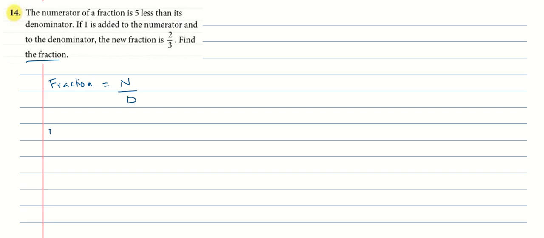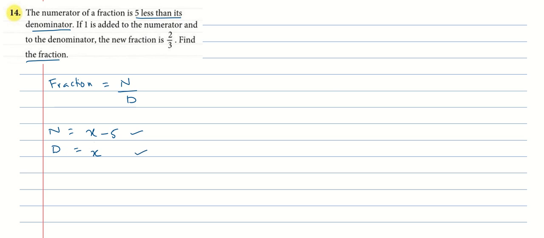We don't know what is the numerator and we don't know what is the denominator, but we know that the numerator is 5 less than its denominator. So if the denominator is x, the numerator will be 5 less than this. तो अगर मुझे इसमें 5 कम करना हो x में, तो मैं कैसे लिखूँगा? x minus 5. So this x is the expression for denominator and x minus 5 is the expression for numerator.